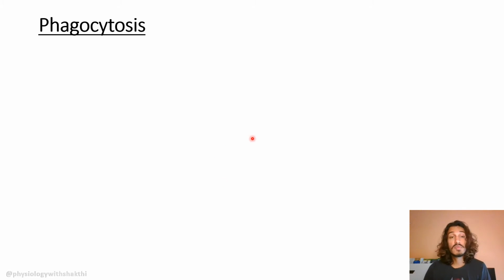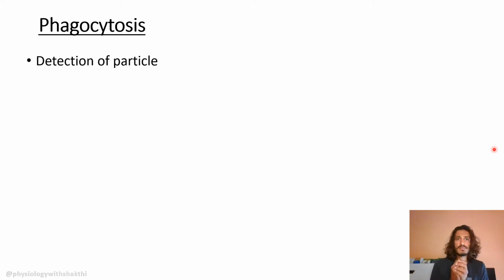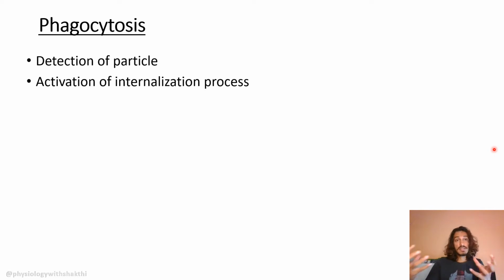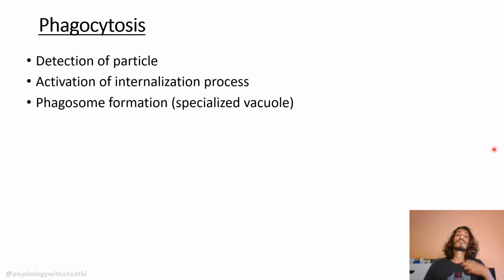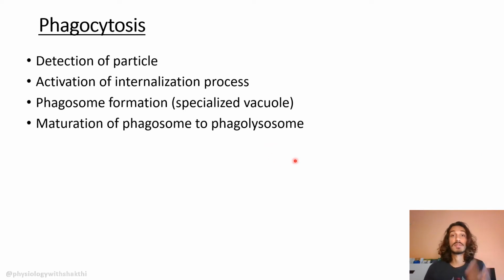So we'll start with phagocytosis. The first thing that happens is the detection of the particle. So the particle is coming and the receptor should detect it. And once that is there, the internalization process should get activated, followed by what is called the phagosome formation. Once the phagosome forms inside, it matures to form your phagolysosome. Okay, so we'll just see the diagrammatic representation of how that happens.